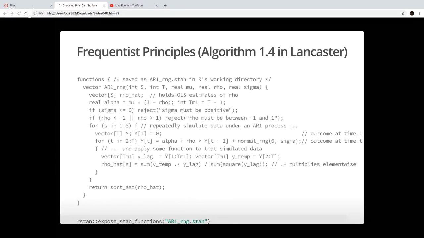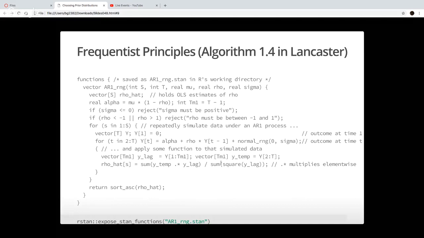So Stan is just a language for manipulating probability distributions. And as such, you can do frequentist things with Stan. Stan isn't going to make it any worse than it already was. So we'll do a frequentist example here using the Stan language, again declaring a function. This is based on the 1.4 example and the Lancaster reading, where we want to get the distribution of an estimator for the parameter in an autoregressive model, which is one of the basic models for time series.